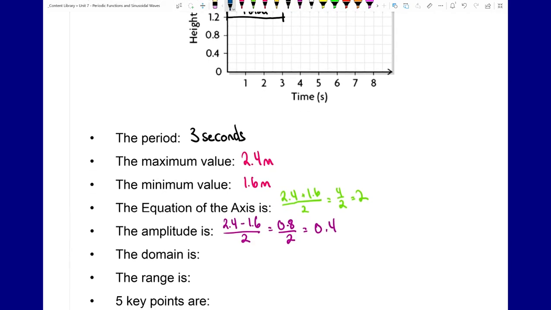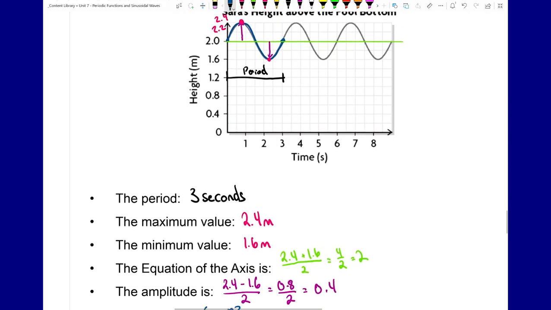The domain, this is going to stay the same for all sine waves. X is any real number. There's no restrictions there. The range, however, there is a restriction. Y has to be greater than or equal to the minimum, which is 1.6, but less than or equal to the maximum, which is 2.4.